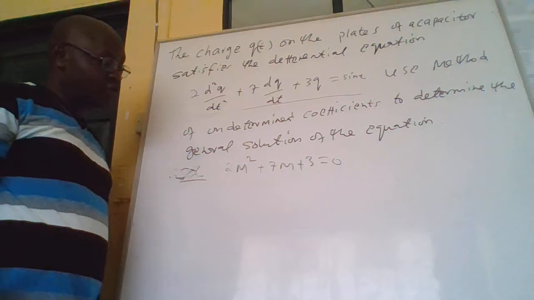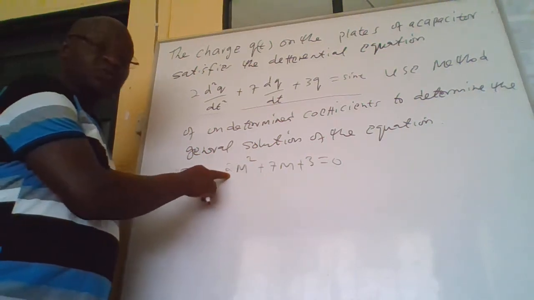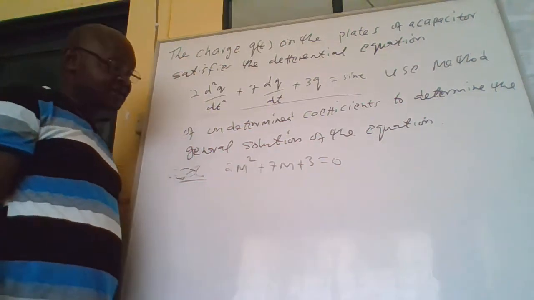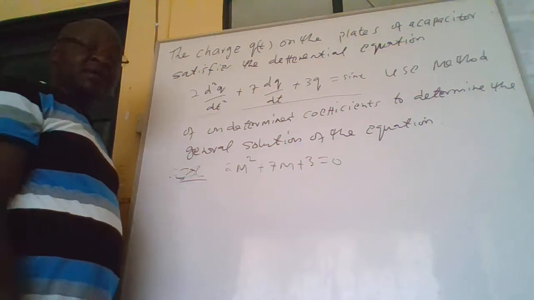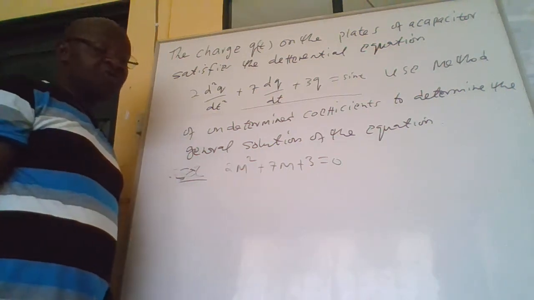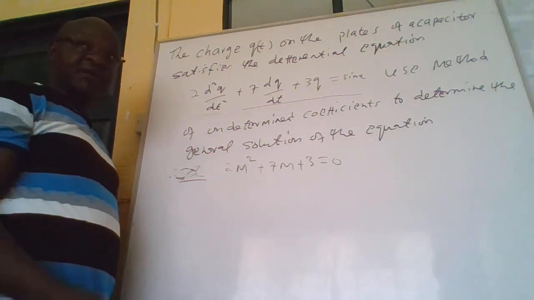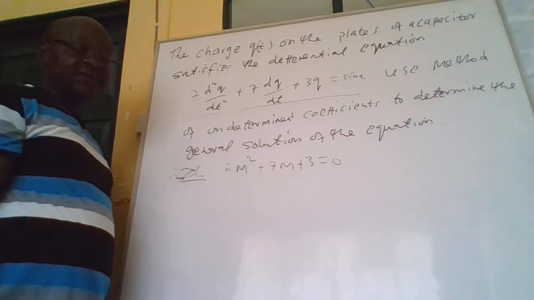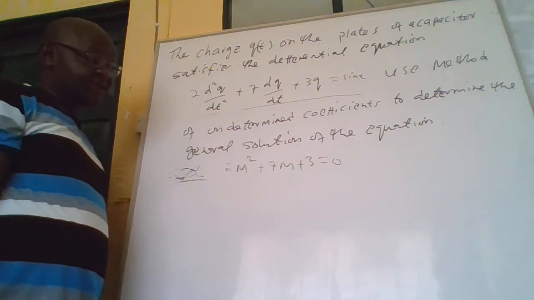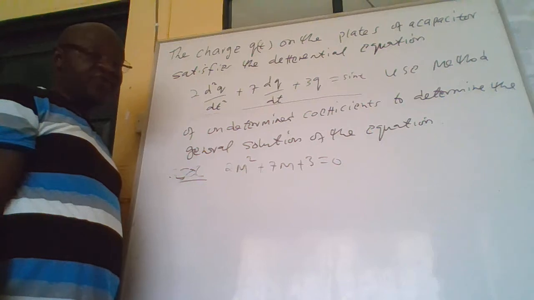So for us to factorize this equation, we'll take 2 times 3, that is 6. Then we ask ourselves, are there two numbers that when you add, you get 7, and when you multiply, you get 6? Do we have such numbers? Okay, we can still use the quadratic formula to get the value of m.